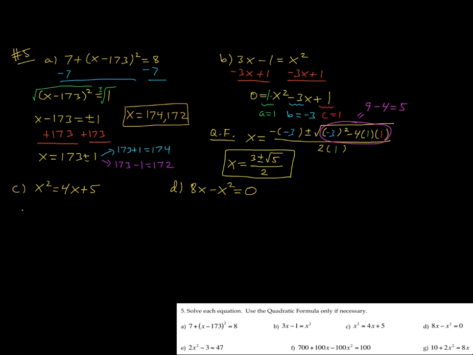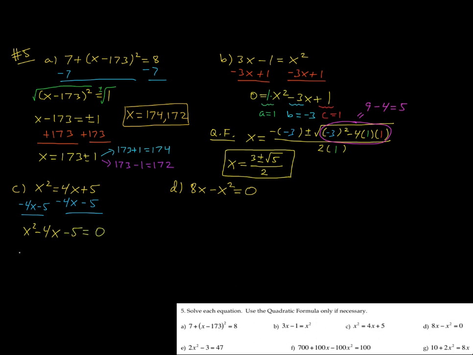All right, part C, x squared is equal to 4x plus 5. Again, x shows up in this squared term on the left and in the linear term on the right. So let's go ahead and move everything to one side. So I'm going to subtract 4x and 5 from both sides. So we have x squared minus 4x minus 5 is 0.